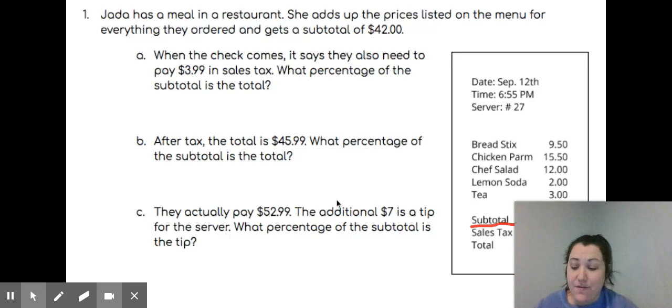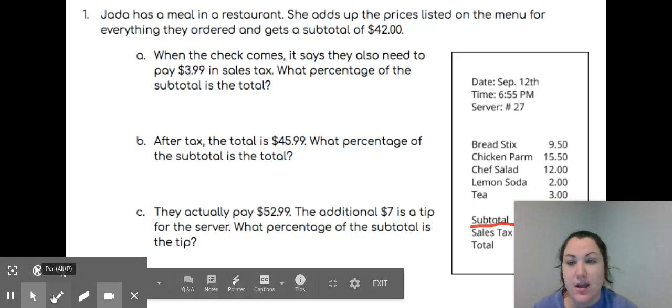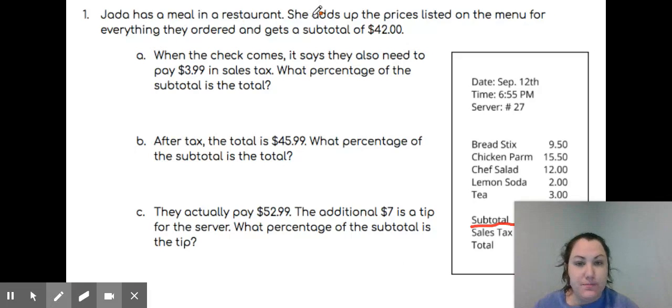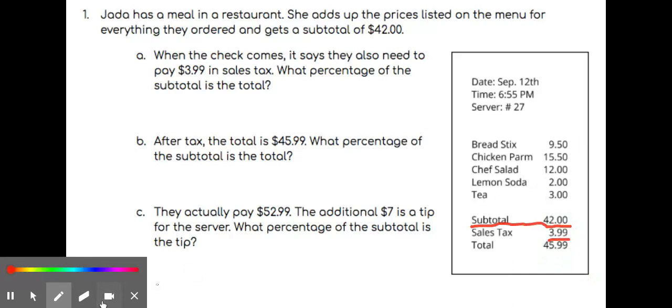Okay, that is our 5 minutes. Let's go ahead and go over the questions now. Okay, so Jada has a meal at a restaurant. She adds up the prices on the menu, and I'm actually going to take away my picture on this one. She adds up the prices on the menu for everything they ordered, and they get a subtotal of $42.